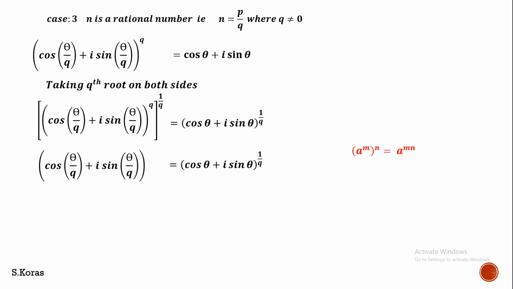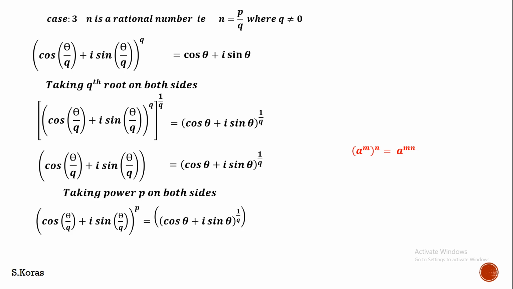Now let us try to take power p on both sides. As I told you, our main goal is to bring the power as p by q. P is the power and q is the root. First we have taken the qth root on both sides. Now let us take power p on both sides. Then it will become like this: (cos theta by q plus i sin theta by q) the whole power p.